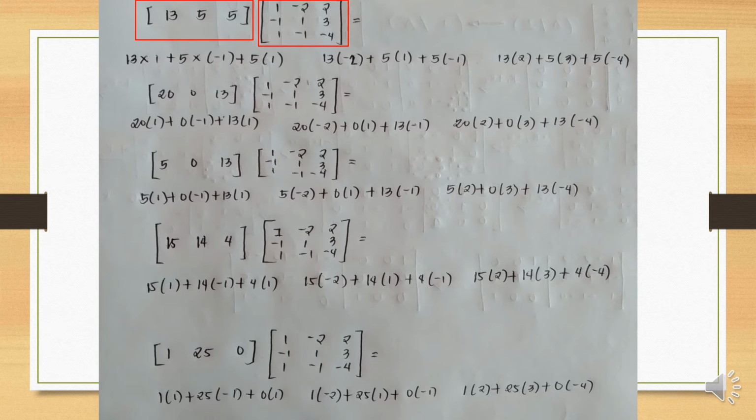And then you repeat to the next one, which is 20, 0, and 13, multiplied to the encoding matrix. So we have 20 times 1 plus 0 times -1 plus 13 times 1. Then next we have 20 times -2 plus 0 times 1 plus 13 times -1. And lastly, we have 20 times 2 plus 0 times 3 plus 13 times -4.